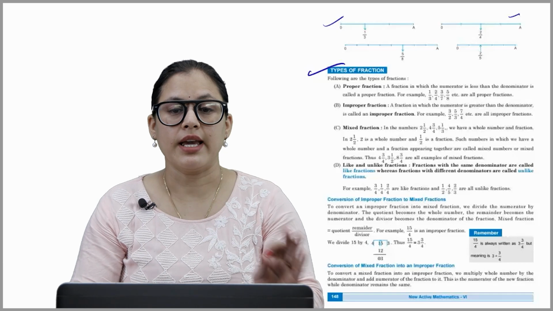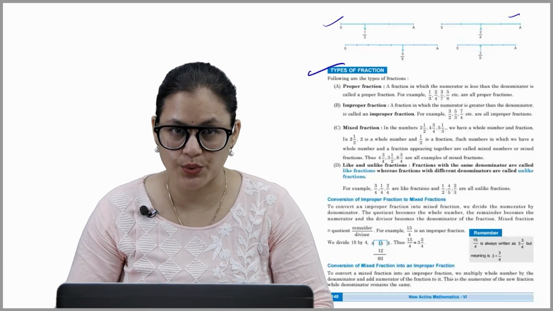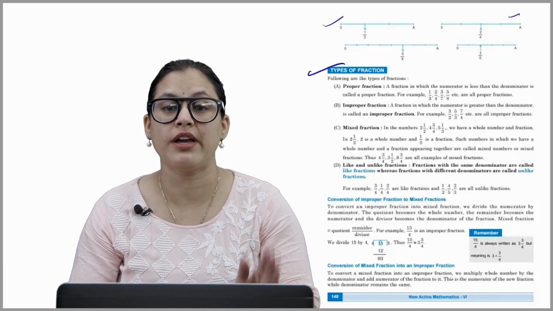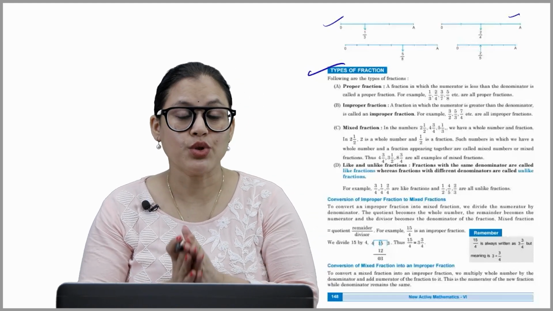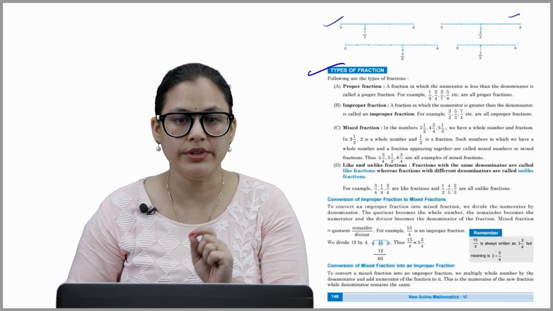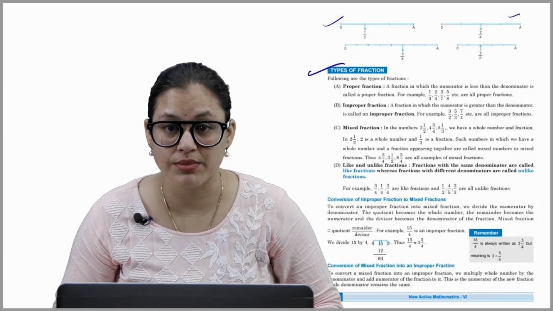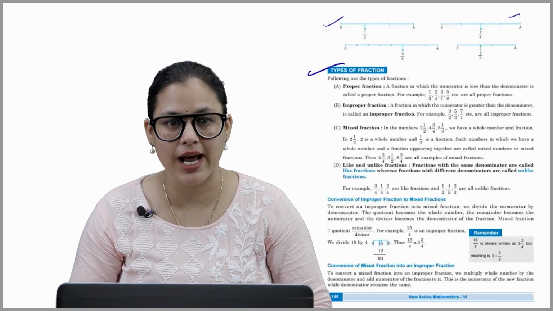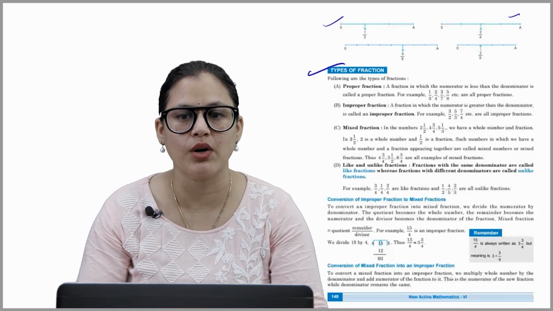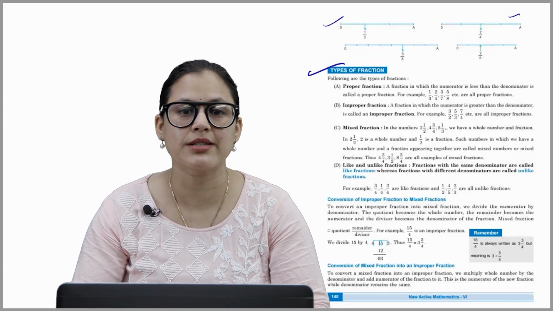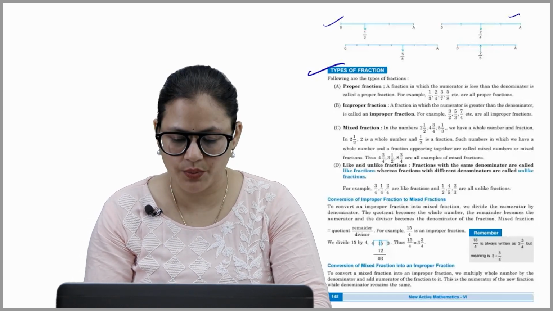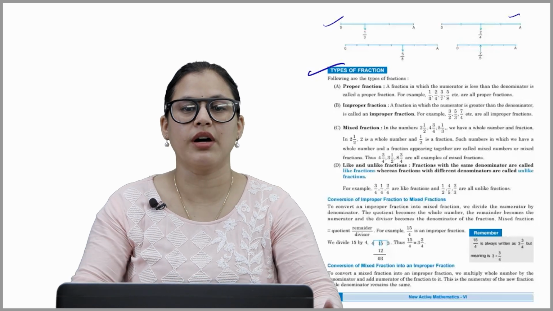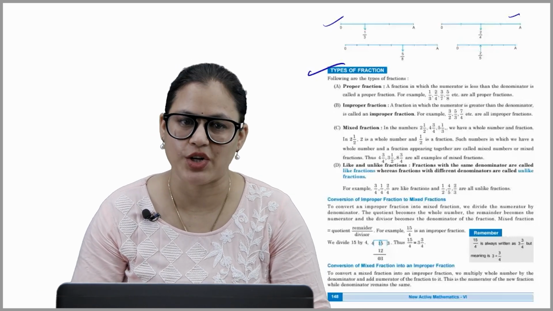Okay. C, mixed fraction. In the numbers 2 whole 1/2, 4 whole 3/4 and 5 whole 1/3, we have a whole number and a fraction. So in 2 whole 1/2, 2 is a whole number and 1/2 is a fraction. Such numbers in which we have a whole number and a fraction appearing together are called mixed numbers or mixed fractions. Thus, 4 3/4, 3 1/2, 8 3/4 are all examples of mixed fractions.